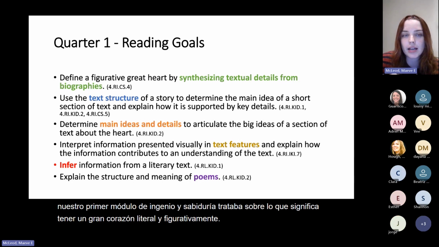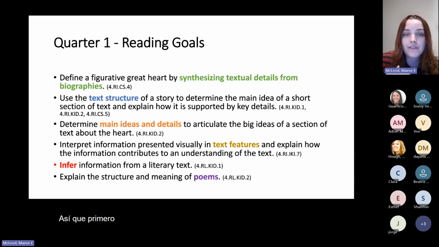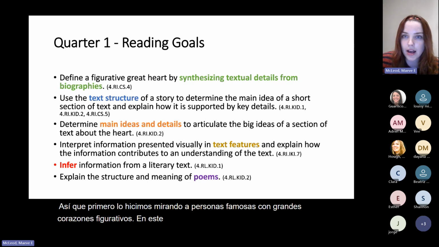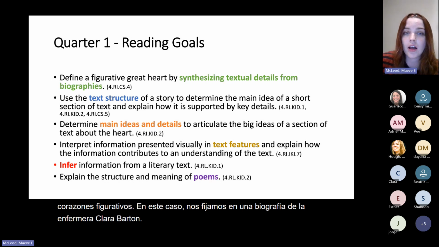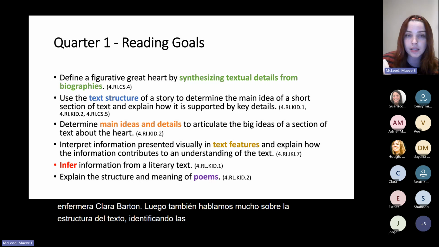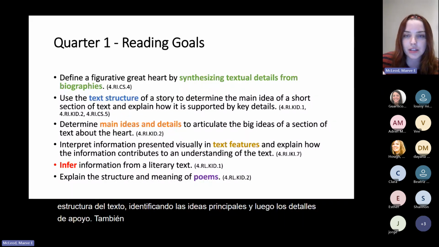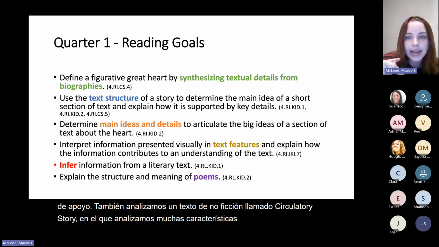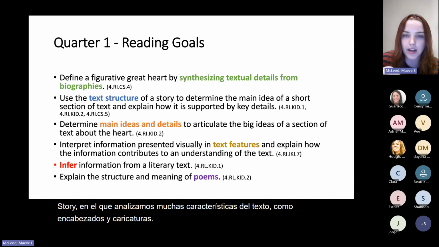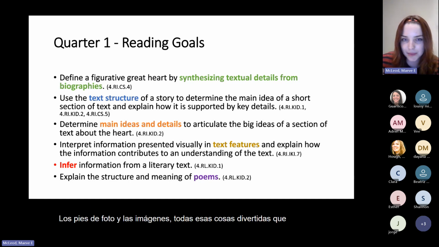So first we did that by looking at famous people with figurative great hearts. In this case, we looked at a biography of the nurse Clara Barton. Then we also talk a lot about text structure, identifying the main ideas and then supporting details. We also looked at a nonfiction text called The Circulatory Story, where we looked at a lot of text features such as headings and cartoons and captions and images, all of those fun things that make up a nonfiction text.